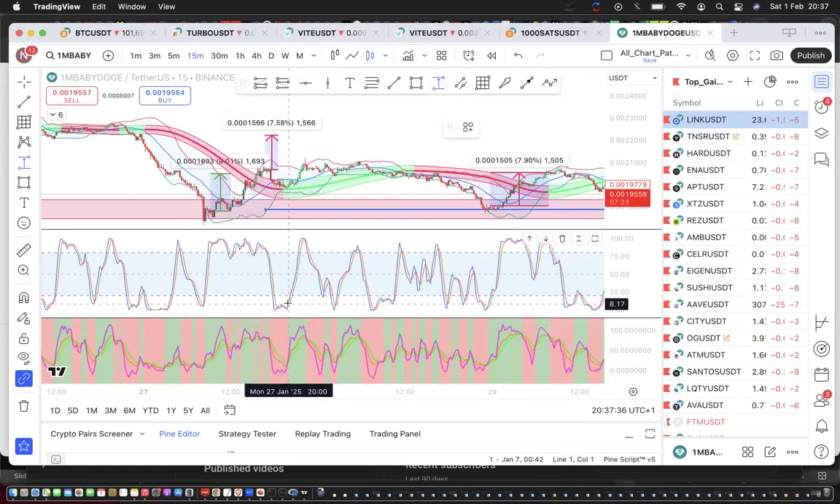And there's a crossover. Can you see that there's a crossover? Stochastic, and there's a crossover of KDJ. I'm just using these two tools so you can decide which one you want to use. You don't have to use all of them. Keep it simple. Target the previous high. Take 4% or 5%.